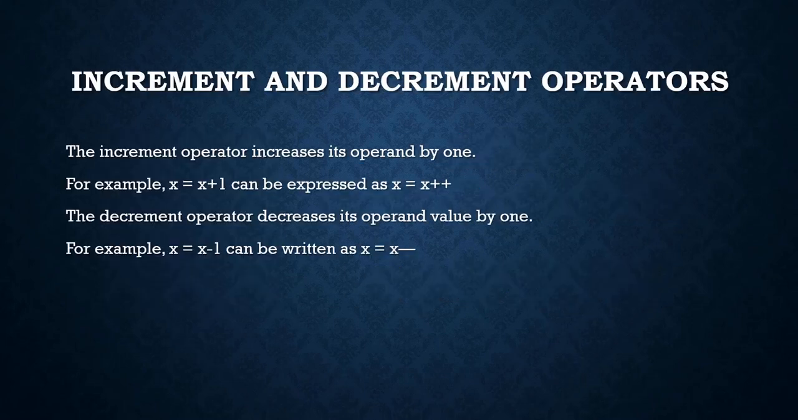The increment operator increases its operand value by 1. For example, x = x + 1 can be expressed as x++. In the same way, the decrement operator decreases its operand value by 1. For example, x = x - 1 can also be written as x--. So the values of x + 1 and x++ are equivalent. In the same way, x - 1 and x-- are equivalent.